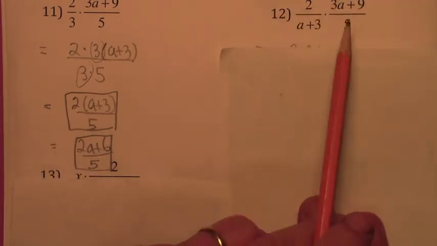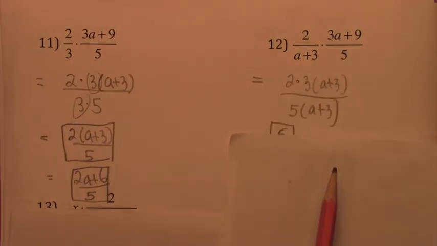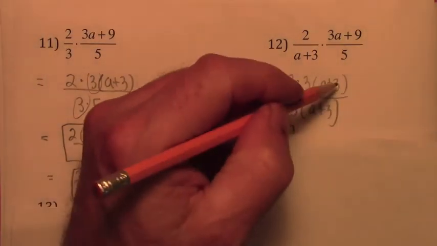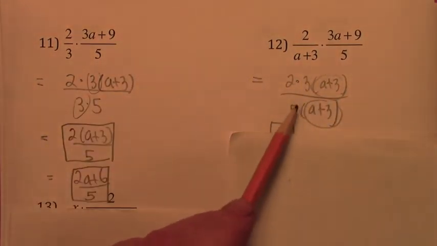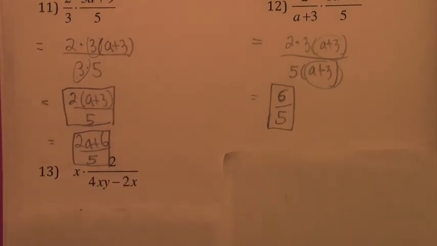This one, the secret is to factor the 3 out of here using the distributive law. You get down to here. Any common factors? Look closely. Any common factors? Yeah, the a plus 3's. a plus 3 is a common factor. So 6/5 is your final answer. If you're getting this, you really got it down well.